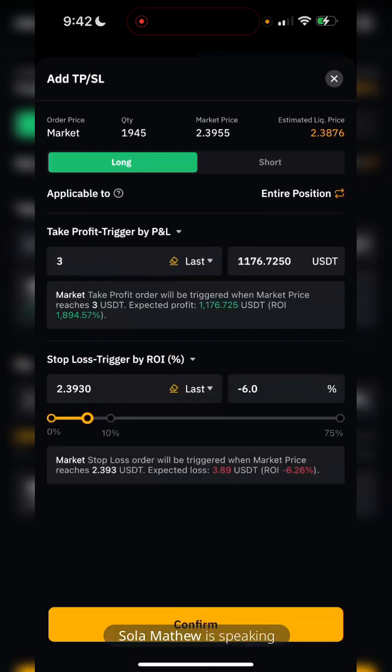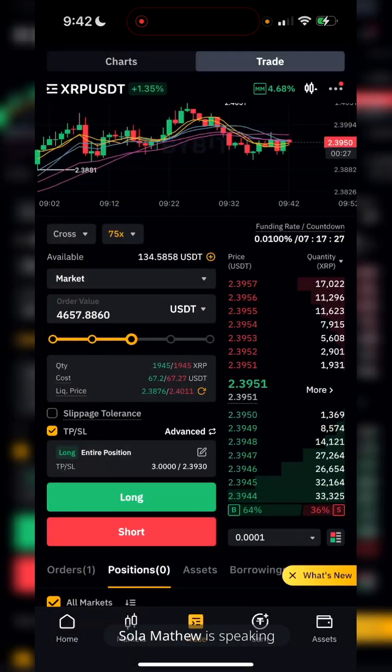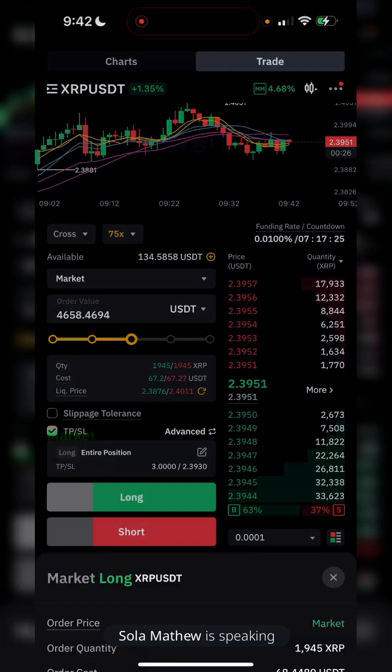imagine with this trade now, if later, let's assume that with this trade, if this trade should continue and this thing gets to $3, if the price of this thing gets to $3, I will have made 1,000 something. So let's click on confirm. So what we want to do is we want to long it. So let's long it and see again.